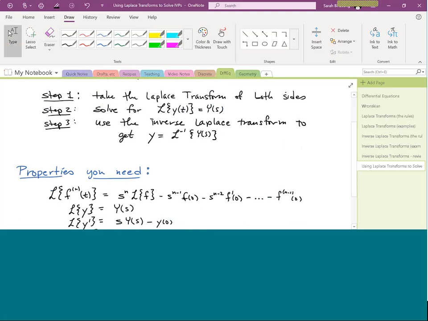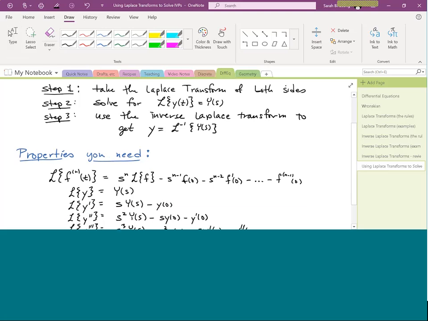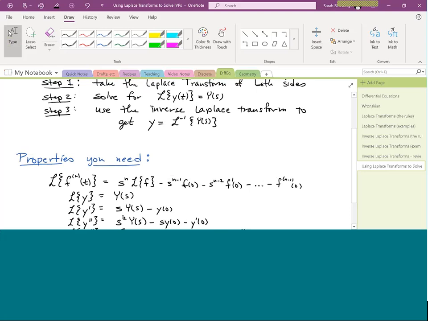Now if you want the second derivative, notice what will change. We're going to start off with an s squared. So here, with the second derivative, we'll have s squared times, again, the Laplace transform of the solution y. Then you're going to have 1 less on the exponent of s, so you'll have regular old s times the first initial condition. And then you have your next initial condition.